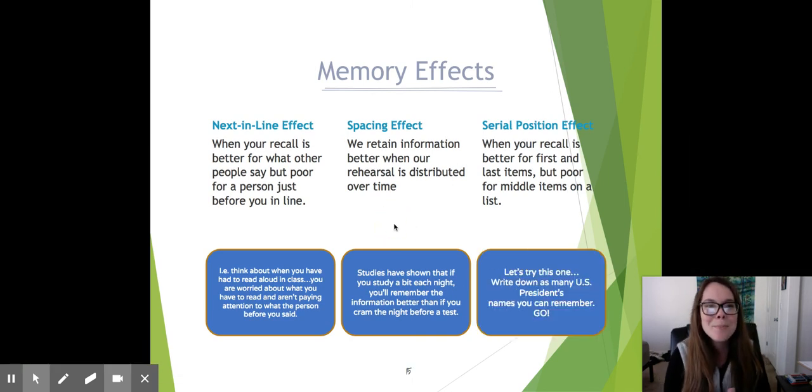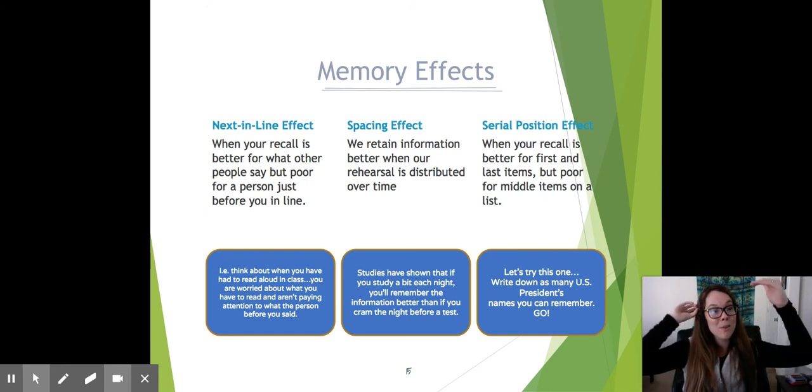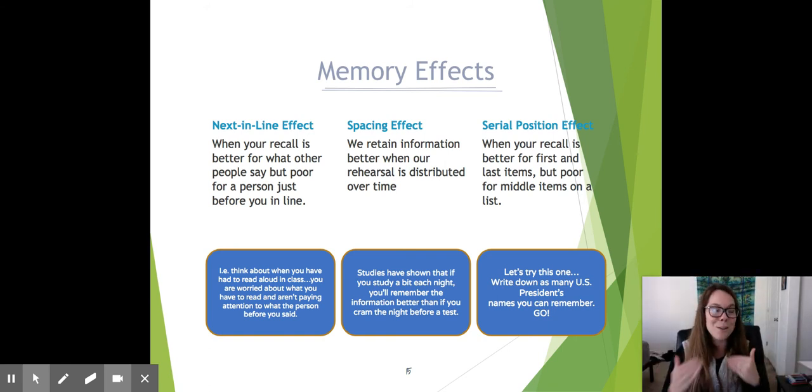And then the serial position effect. I always like to call this cereal, like eating cereal, because I call this the grocery list phenomenon. Your recall is better for the first and the last items of a list, but poor for the middle. So let's try this one. Write down as many US presidents' names as you can remember. Go. If we were in class, a lot of people would remember the founding ones, and then there'd be a huge gap, right? And then it's the ones that just happened.